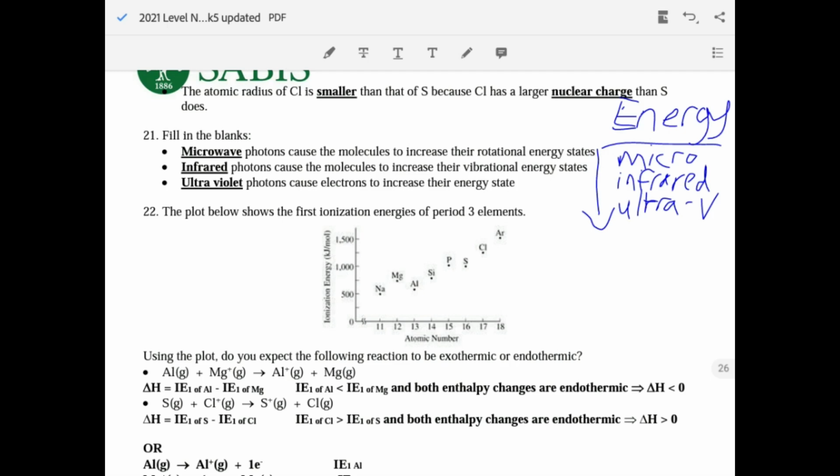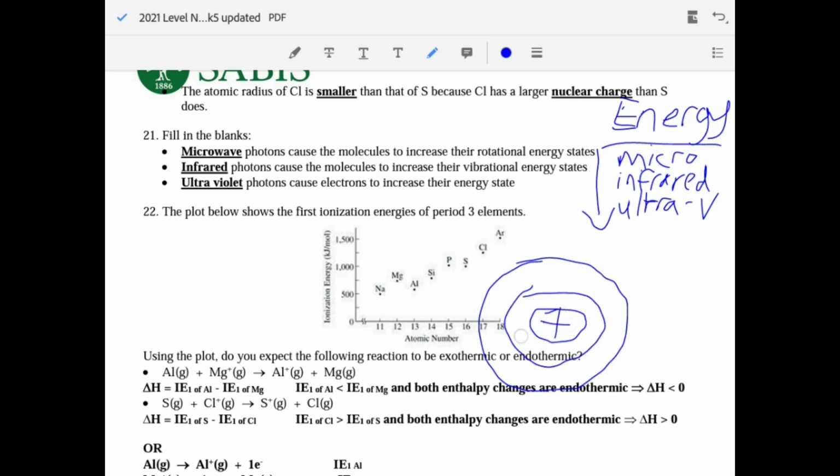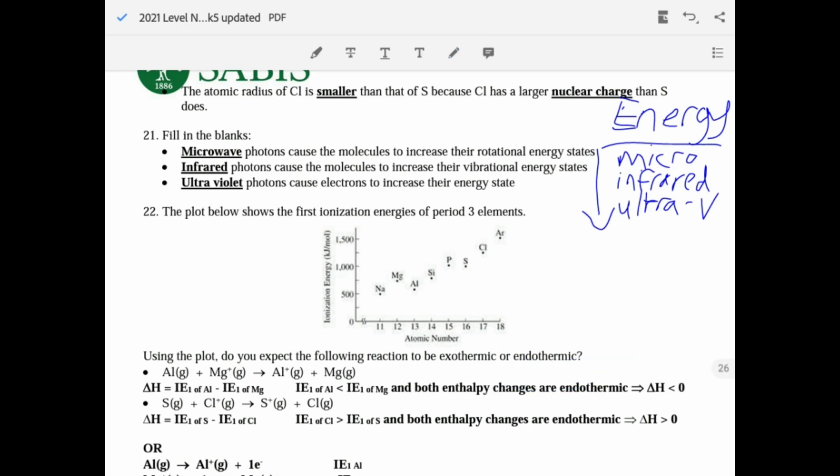And then ultraviolet, it will affect electrons since it's very energetic. You have this atom here, this is the nucleus. It will maybe cause an electron over here to move up energy levels because it has a lot of energy, which it can use to move the electrons upwards. So that's what ultraviolet does.